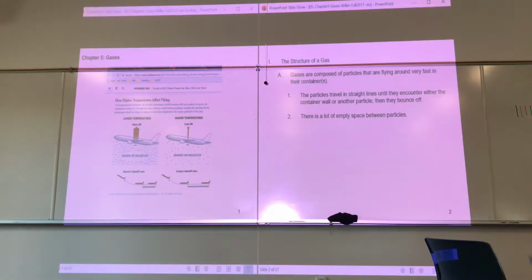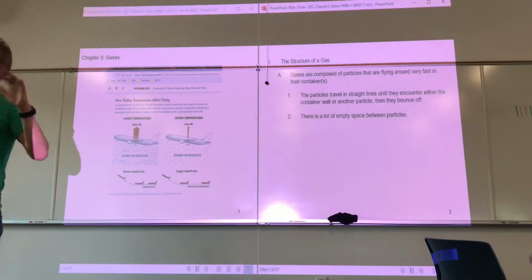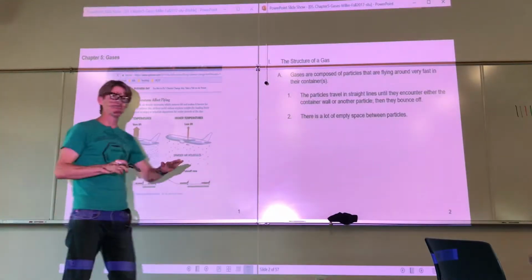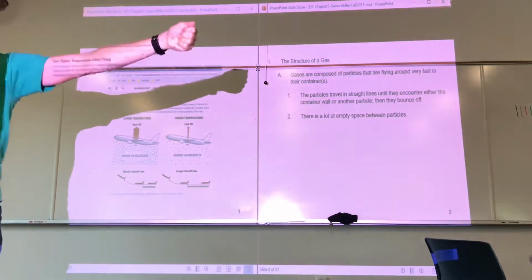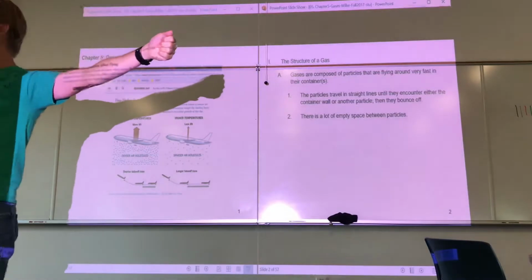Now I'm going to move over to slide number 2. Gases are composed of particles. This is going to be about the structure of a gas: particles that are flying around very fast in their container or containers. The particles travel in straight lines until they encounter either the container wall or another particle, then they bounce off. There's a lot of empty space between particles. Now, on homework 1, I asked you to draw a picture of the solid, liquid, and gas phases. And I talked to some of you about this. I was pretty lenient about what I allowed, as long as you drew the gas particles farther apart. Okay? Because that's the big thing about gases.